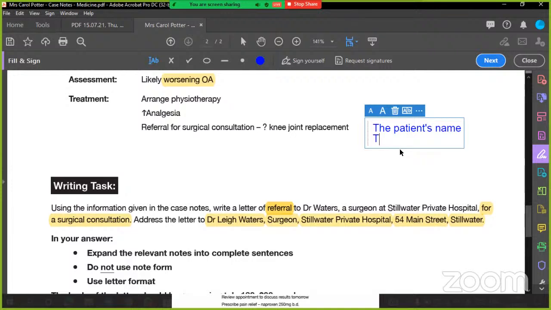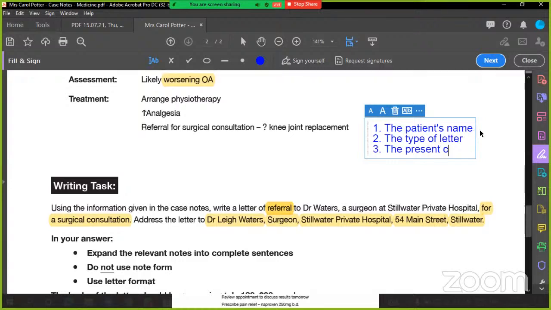And the type of letter. Is this a referral letter or what? Number 1 is the patient's name. Number 2 is the type of letter. And number 3 is the present condition or a diagnosis or signs and symptoms or whatever it is.